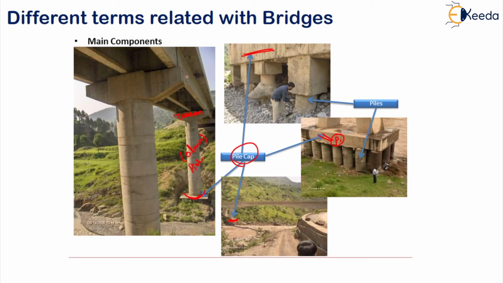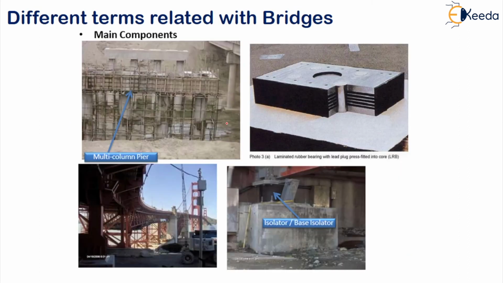Then if you see in this diagram, everything is visible. So this is your girder, right? You will have the deck, which is the one used for the movement of traffic, or the road, you can say. Understood? So this is how it will look.